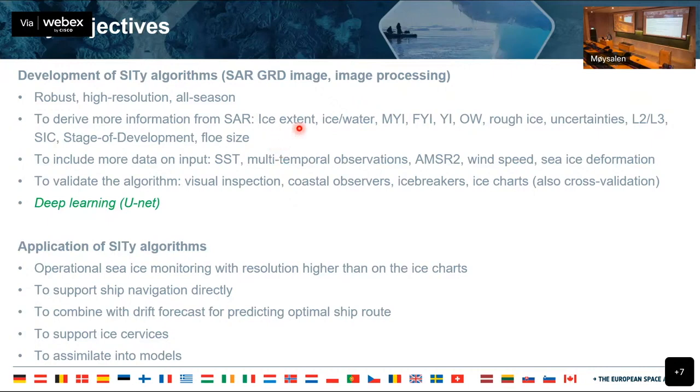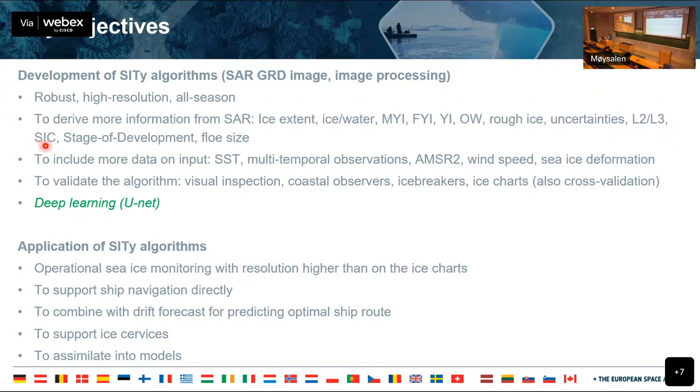So there is a need, or authors put objectives, to derive a lot of different information from SAR. Ice extent and ice water, that's kind of classic. Then we're coming to ice types: multi-year ice, first-year ice, young ice, open water, rough ice. And then authors also want to derive uncertainties and to provide this on either level 2 or level 3.